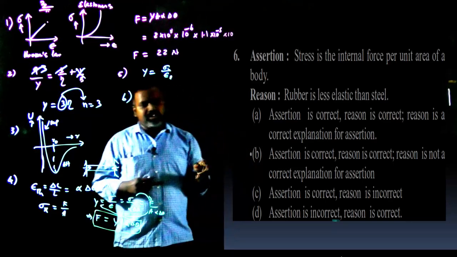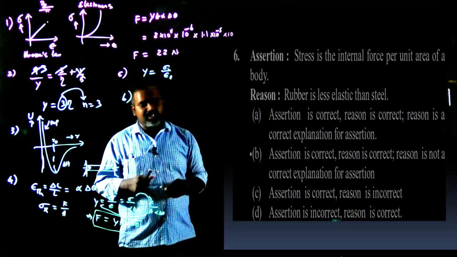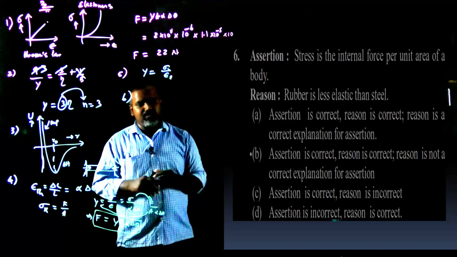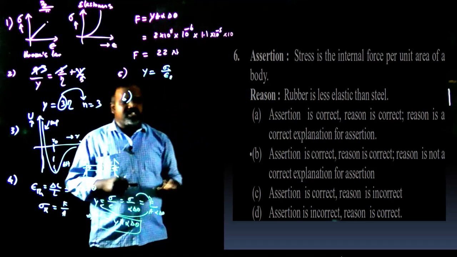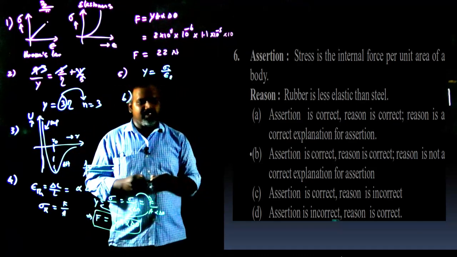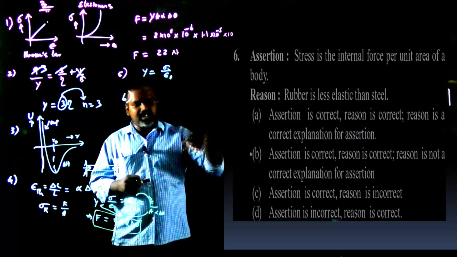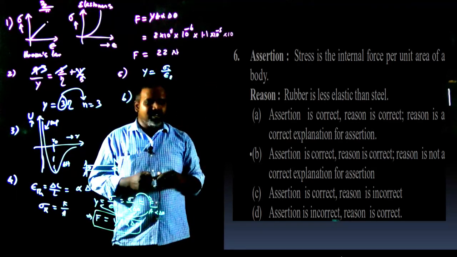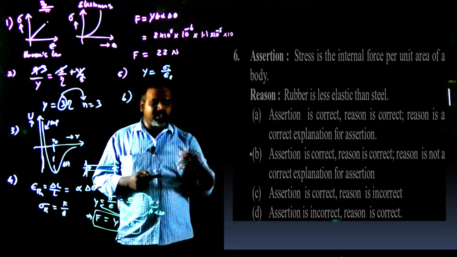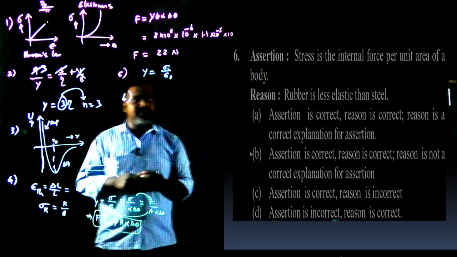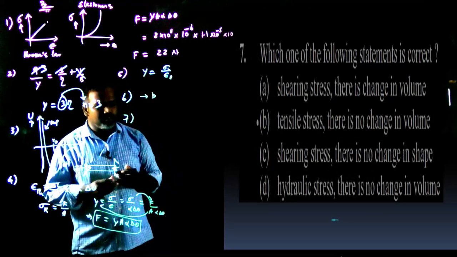So the first statement is correct. Stress is nothing but internal force. Whenever external deforming forces act on a rigid body, an internal force will be developed in it. That per unit area is defined as stress. Rubber is less elastic than steel, because Young's modulus of steel is more when compared to rubber. So even though the assertion and reason are individually correct, this is not the correct explanation for the assertion. Therefore option B is the correct answer for question number 6. Now I can go for question number 7.